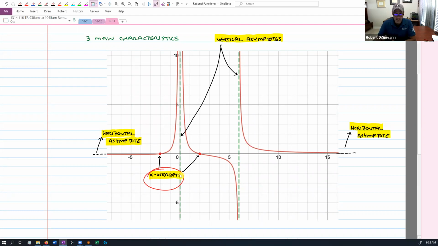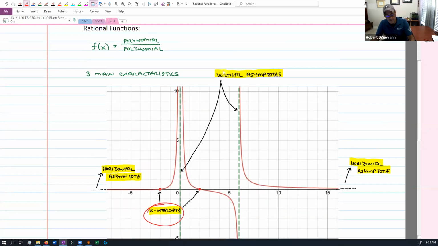And then there are these vertical dotted lines that I drew here. These are our vertical asymptotes. We talked about those as vertical barriers last time. And what happens is when you draw the graph, these vertical barriers force your function to go either up or down on either side of that vertical dotted line. So those are important aspects of a rational function. Again, a rational function may or may not have them, but if they do, that's what they look like. So the second characteristic is a vertical asymptote.